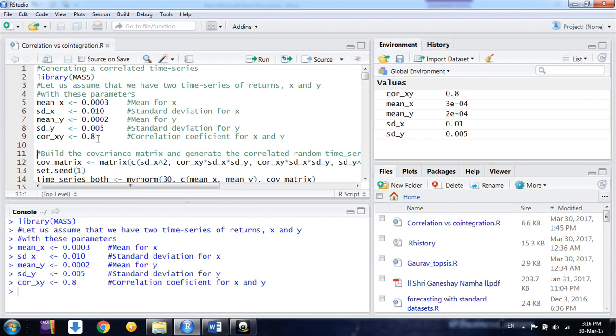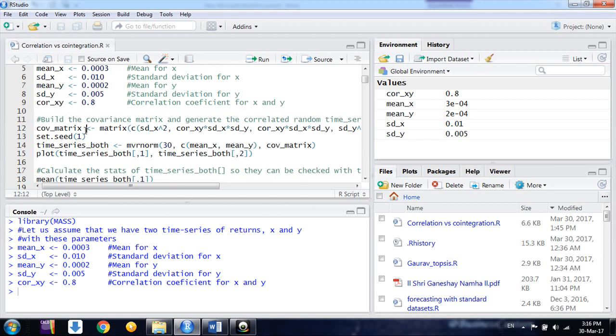This is very useful when we want to simulate a portfolio, or do some kind of correlation analysis between spot or futures series or some other things. Whenever you want to generate covariance series you can do this. And now we generate a covariance matrix here by using the command matrix.